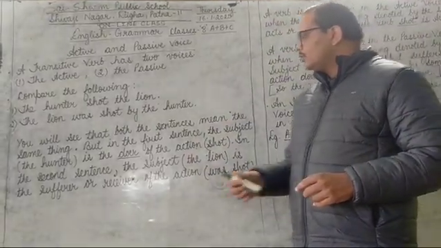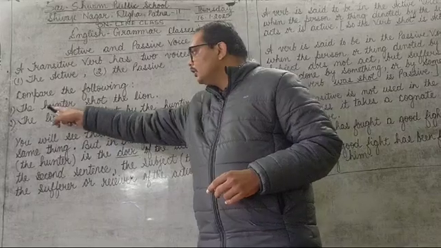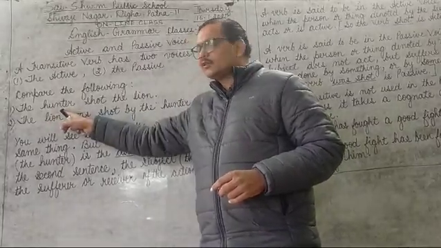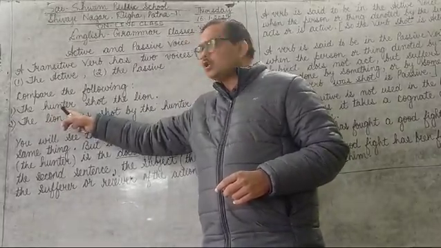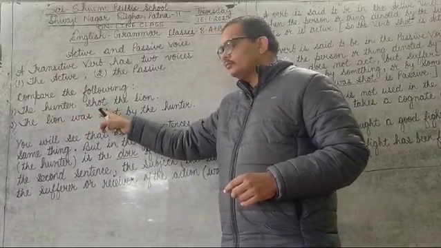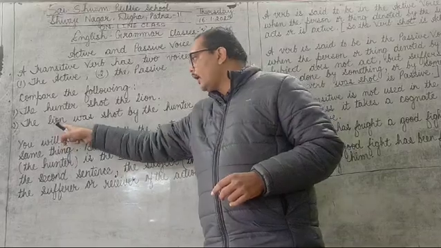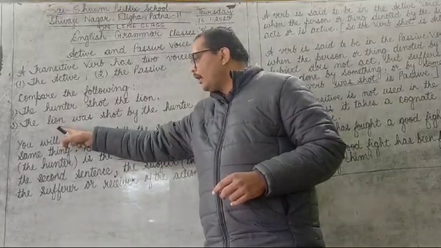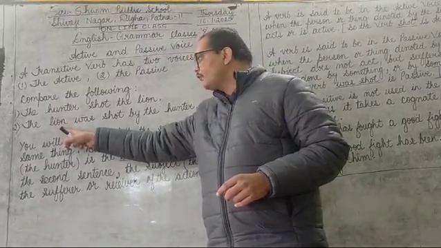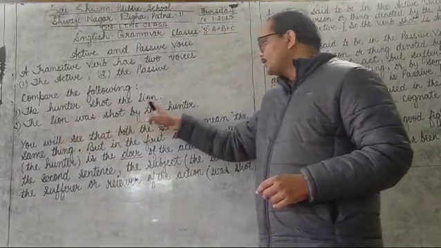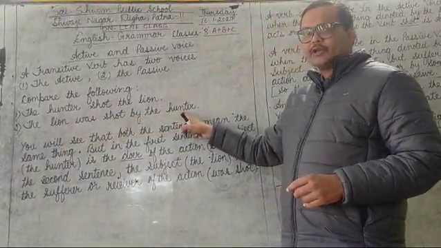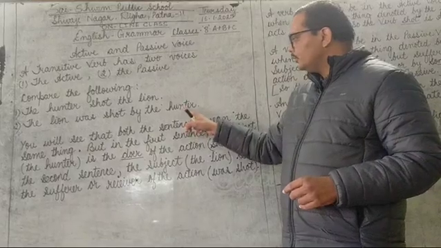You can see that in the first sentence, the hunter is the subject and it is also the doer of the action shot. While in the second sentence, the lion is the subject, but it is the receiver or sufferer of the action done by the object, which is here the hunter.